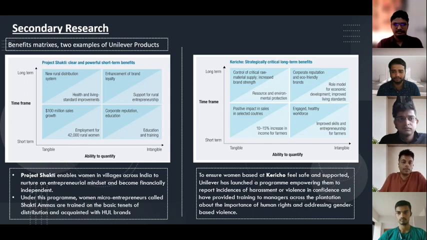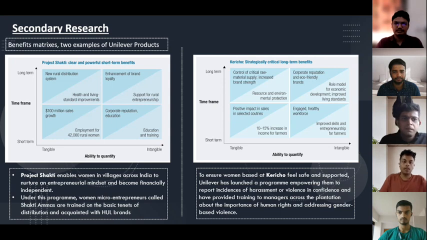Herein, we will look at the secondary research that we did. This secondary research consists of a benefits matrix. On the y-axis, we have the time frame, that is short term and long term, and on the x-axis, we have tangible or intangible benefits. So here, this is a case of Unilever, wherein Unilever had two CSR initiatives.